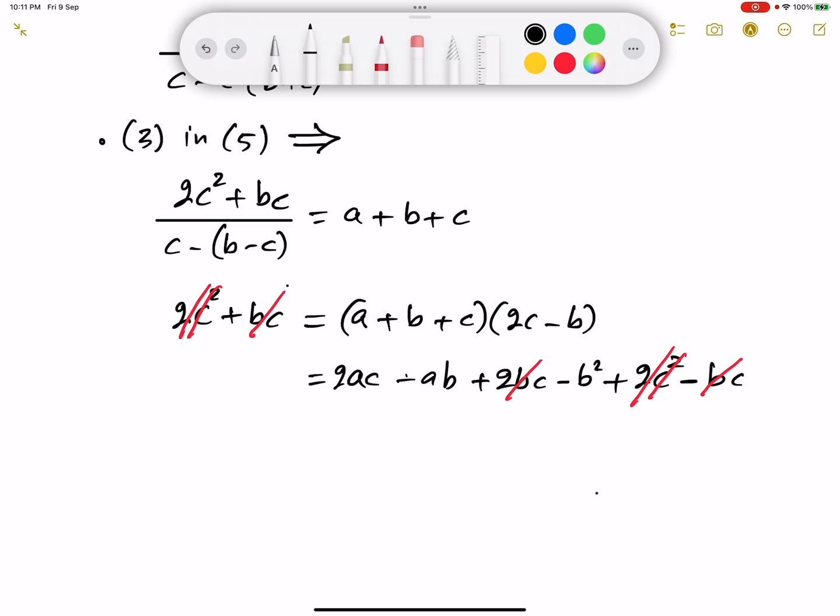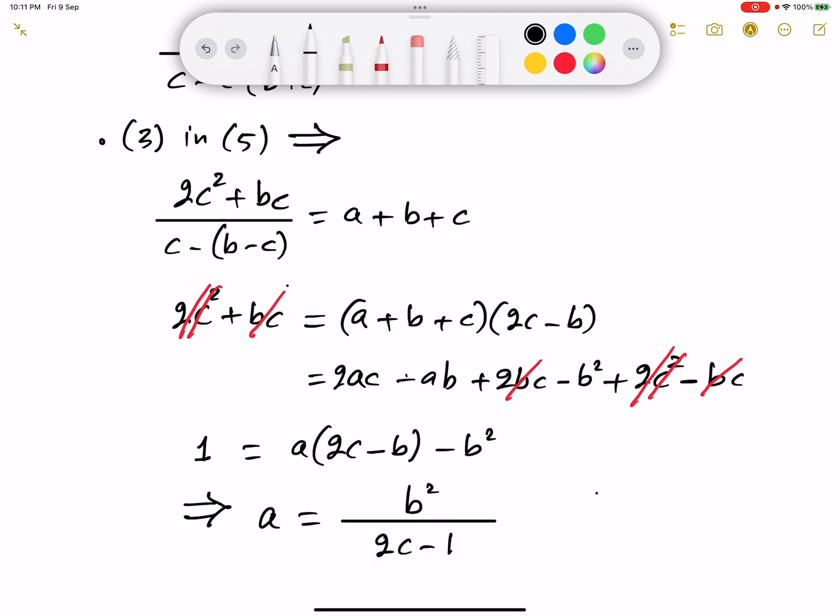With that, we're left with 0 equal to, taking A as a common factor, A times 2C minus B, minus B squared. From that we can move the B squared to the other side, and that gives us A equals B squared over twice C minus B, and that is the final result.